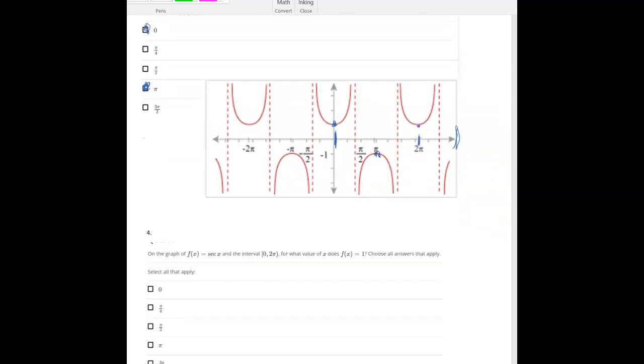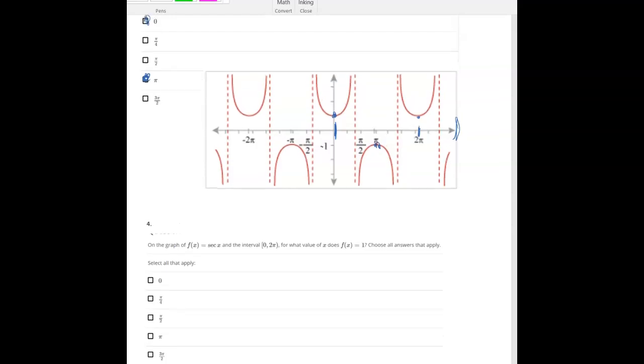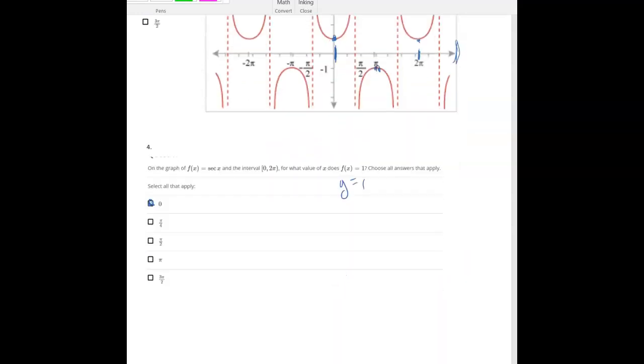And then the last one, on the graph of your secant x, and on that interval again from 0 to 2 pi, for what values of x does f of x equal 1? So this is asking you, when does y equal 1? And we just did that, just like here, 1, and then we had -1 and then +1. I mean, that's when our y's equal 1. So at 0, just let me color it in here. At 0, and then not at pi, because that was actually -1, but at 2 pi, and it's not including 2 pi. So just 0 on that one, and that's all.